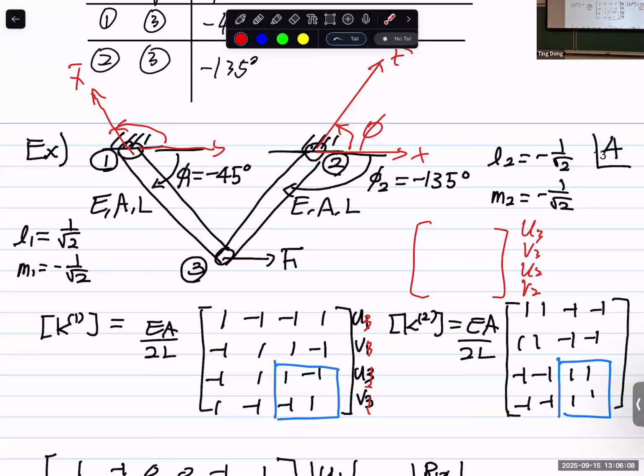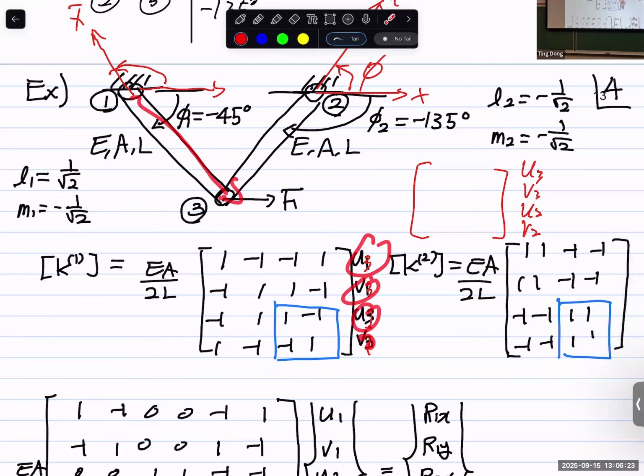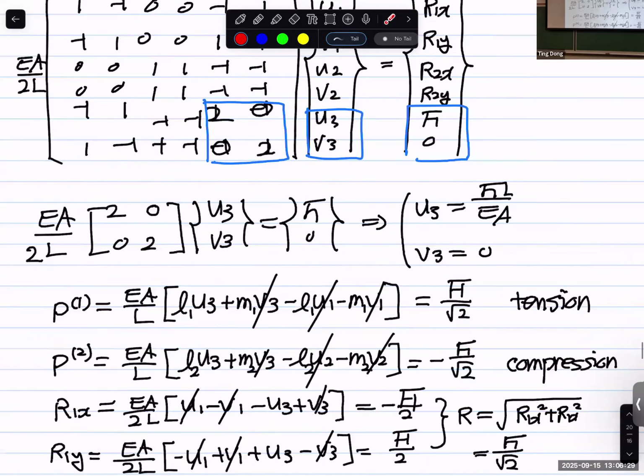Like, if at the beginning I define from node 1 to node 3, then we know that this is the local x direction, and we know the corresponding phi angle, and what L and M are. And when we write the K matrix, what is the index for the relevant columns of the K matrix, and how we do the assembly. So this is the part that we need to be careful about.